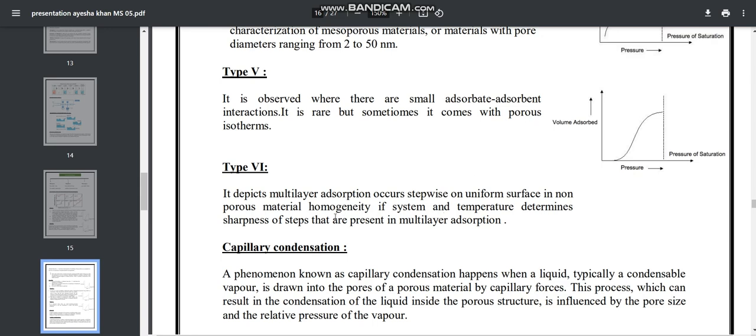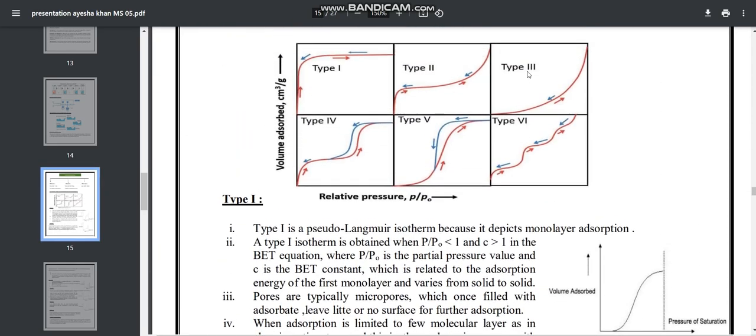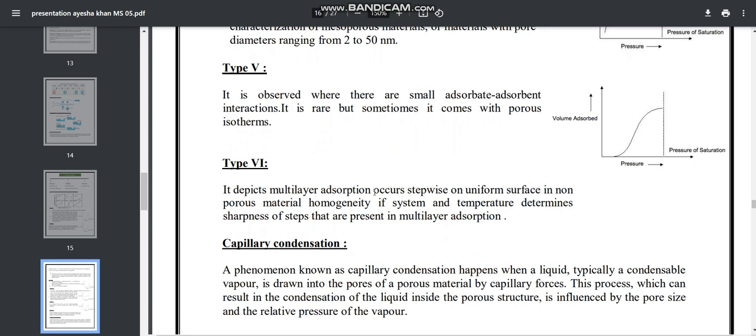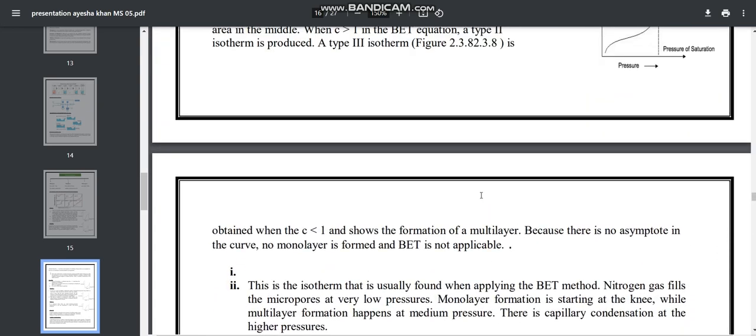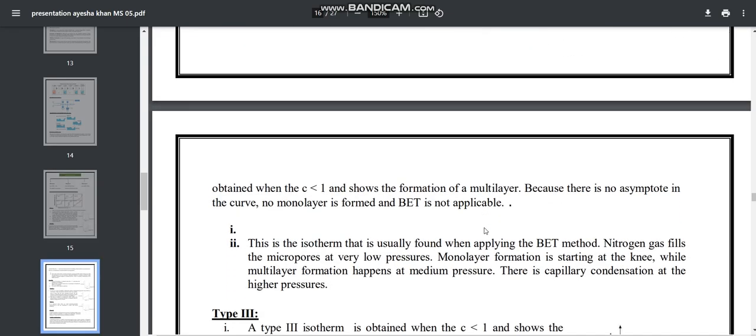The next one is type 6 isotherm. This isotherm, as we can see here, is the type 6 isotherm. We can see the multilayer adsorption occurs stepwise, gradually or in a uniform manner, and the system and the temperature determine the sharpness of steps that are present in multilayer adsorption. These are gradual formation of monolayer adsorption.